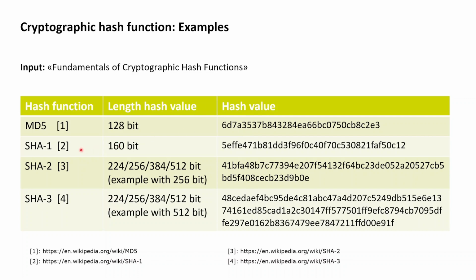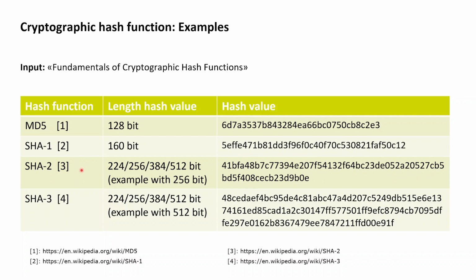SHA-1, the Secure Hash Algorithm 1, was then developed by the US National Security Agency, NSA, and released in 1995. SHA-1 produces hash values of length 160 bits, and the 160-bit SHA-1 hash value for, again, the same input "fundamentals of cryptographic hash functions", then reads 5EFFE and so forth when translated into a hex string.